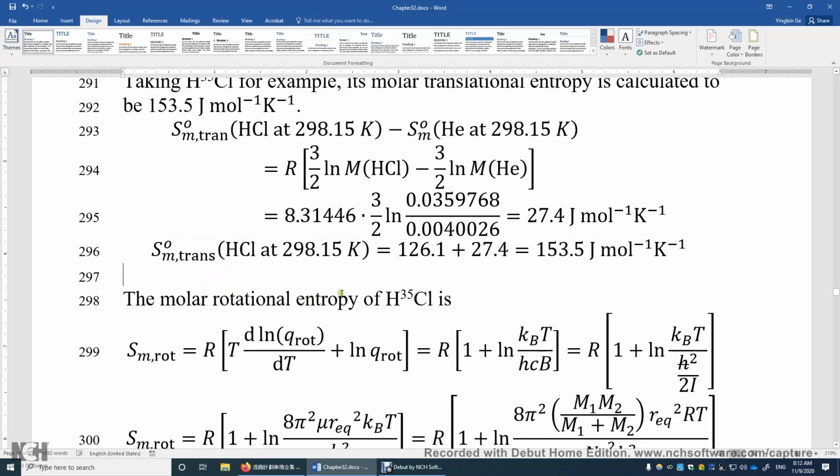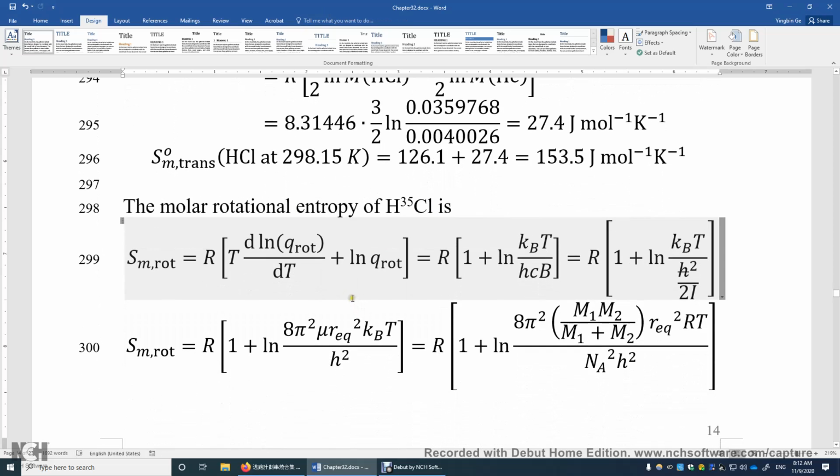Now, molar rotational entropy of HCl. Again, we use this equation and we plug in the partition function for the rotation of HCl. It's just kBT over hcB. The symmetry number is 1. And if you plug in this q, kBT over hcB, you'll see this is going to be 1 over T, and 1 over T times T is just 1. That's why the first term is equal to 1. I'll let you verify this.